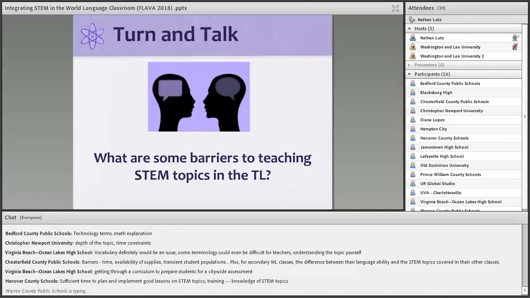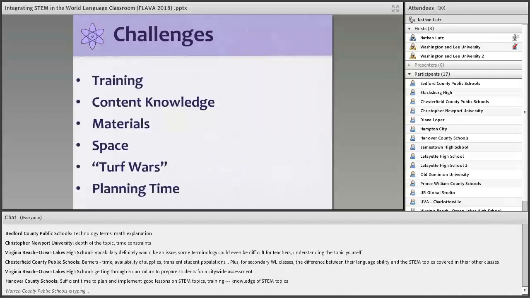Before we talk about these barriers to STEM teaching in the target language, I just wanted to talk about some of the challenges overall that teachers might face, and then we're going to come back to them. So, one major challenge could involve training. If you have been trained to be a world language teacher, you may not be up on the latest trends in science or math or technology and engineering.